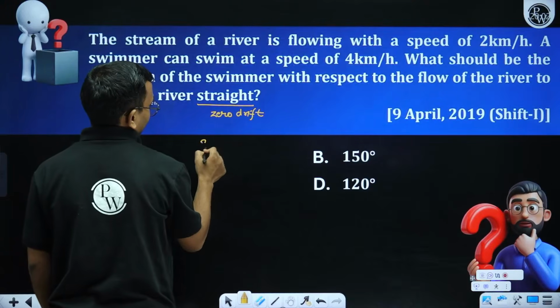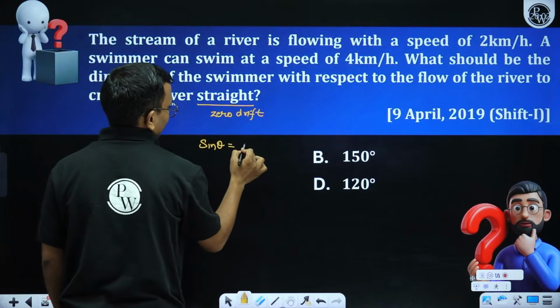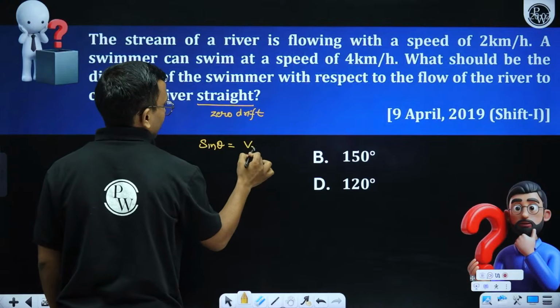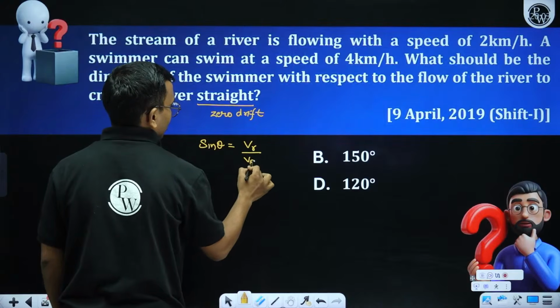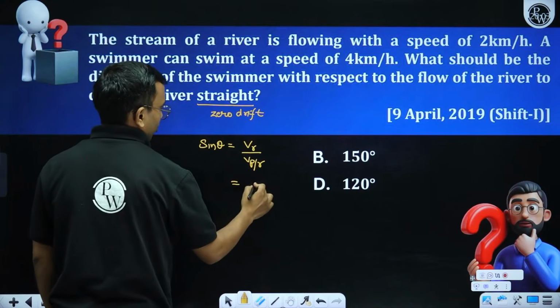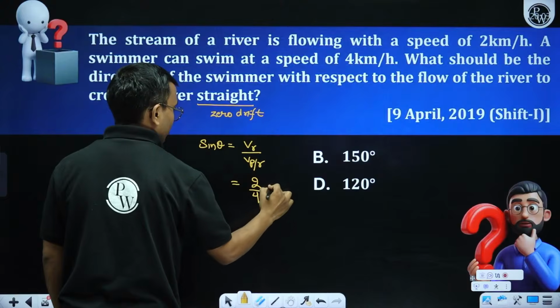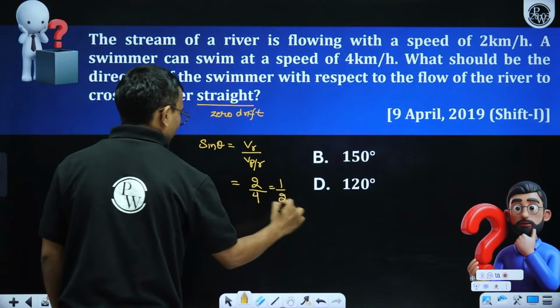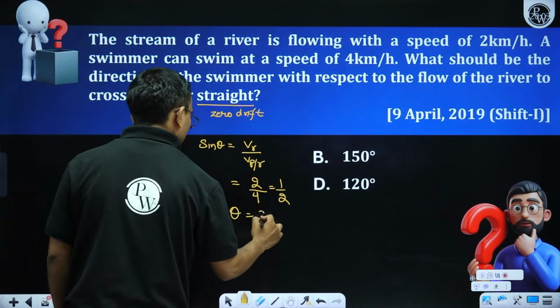For zero drift, we have sin theta is equal to velocity of river divided by velocity of person with respect to river. What is velocity of river? 2. What is velocity of person with respect to river? 4. This comes out to be 1 by 2. Theta comes out to be 30 degree.